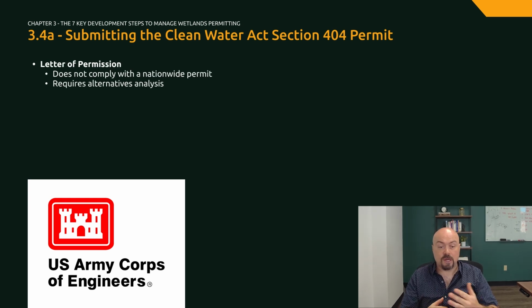Letters of permission are for projects that do not comply with a nationwide permit or regional general permit because of the conditions, but typically have a smaller amount of impacts than a standard permit. Letters of permission are a lot like a nationwide permit, but do take a little bit more time to prepare, mainly because an alternatives analysis is required. If you remember, we discussed alternatives analyses in step 3. If you don't remember, it may be a good idea to review that section, but basically an alternatives analysis helps the Army Corps determine whether your preferred project is the least environmentally damaging alternative that also meets the purpose of the project.